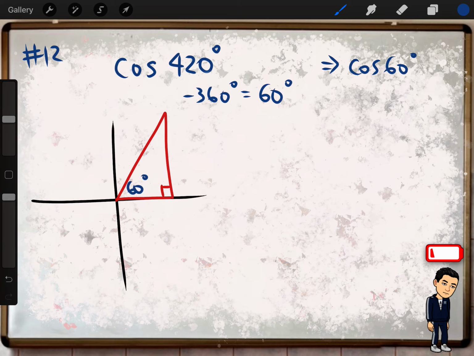You can come up with the ratios of all three sides. It's going to be 1 for the adjacent, rad 3 for the opposite, and 2 for the hypotenuse. Cosine is x over r, right? So x over r is going to be 1 over 2.